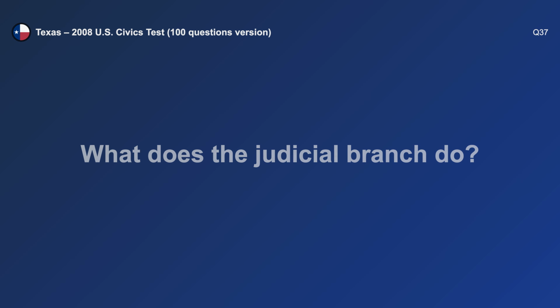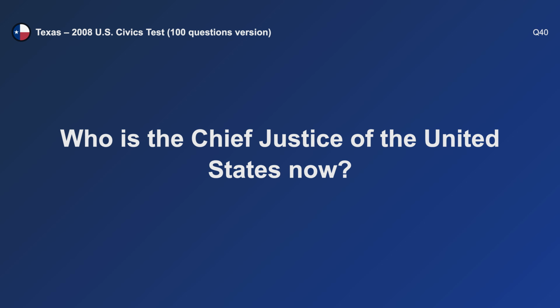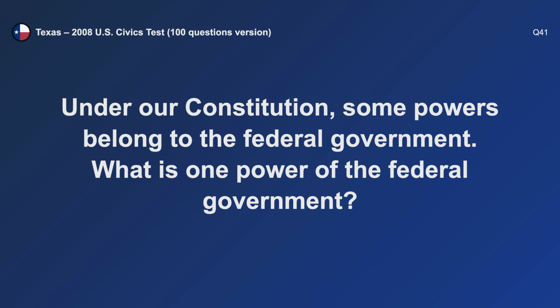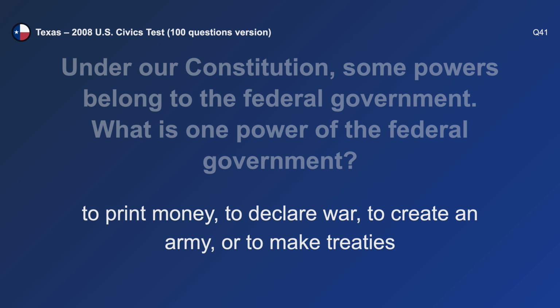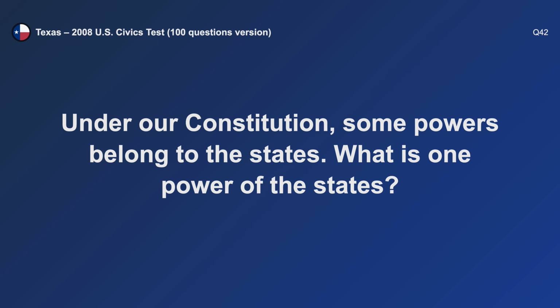What is the highest court in the United States? The Supreme Court. How many justices are on the Supreme Court? 9. Who is the Chief Justice of the United States now? John Roberts. Under our Constitution, some powers belong to the federal government. What is one power of the federal government? To print money.